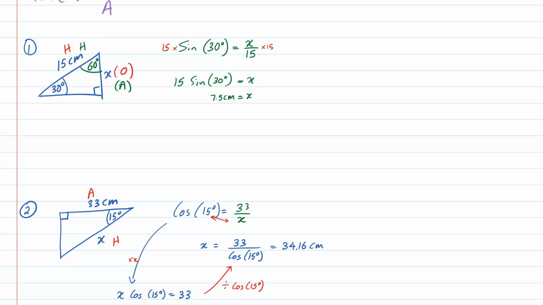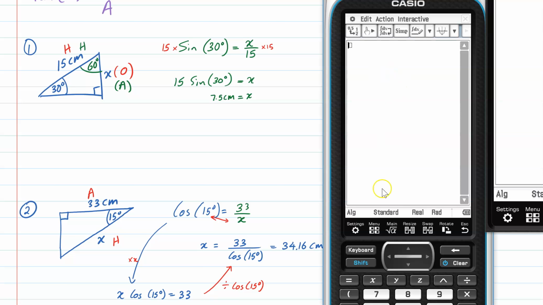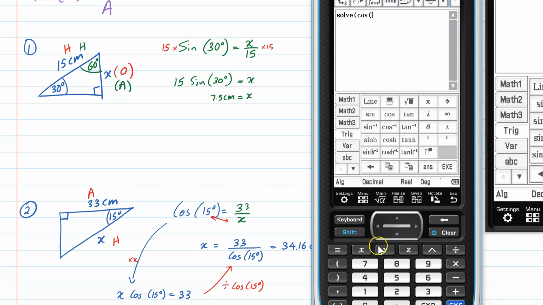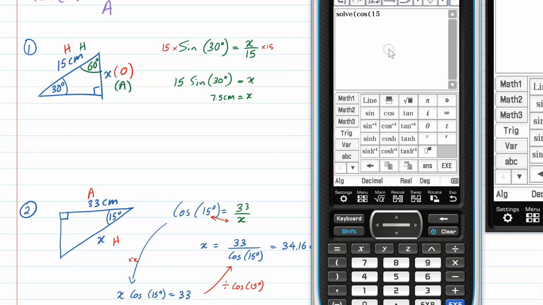Okay, let me pull the calculator out and show you how to solve this one using the CAS. I've got my CAS over here. Make sure your settings are decimal, and here it's degrees, not radians or gradians. I'm going to pull the keyboard up and simply type solve. So I'm going to solve this equation: cos 15 equals 33 on x. Go to the trig menu, cos, and then in the brackets type 15. I can pull this up a bit so that you can see 15. You can in fact put the degree sign here, but because the settings are in degrees, it doesn't matter.